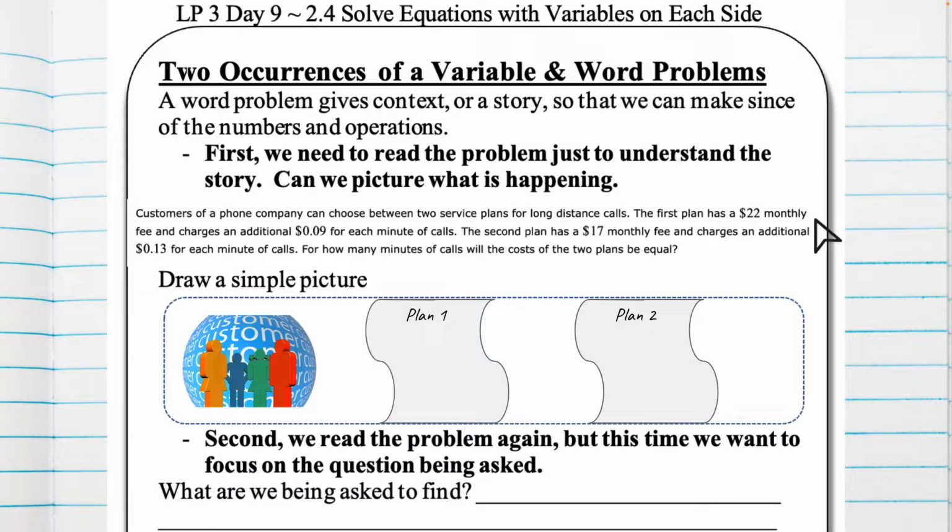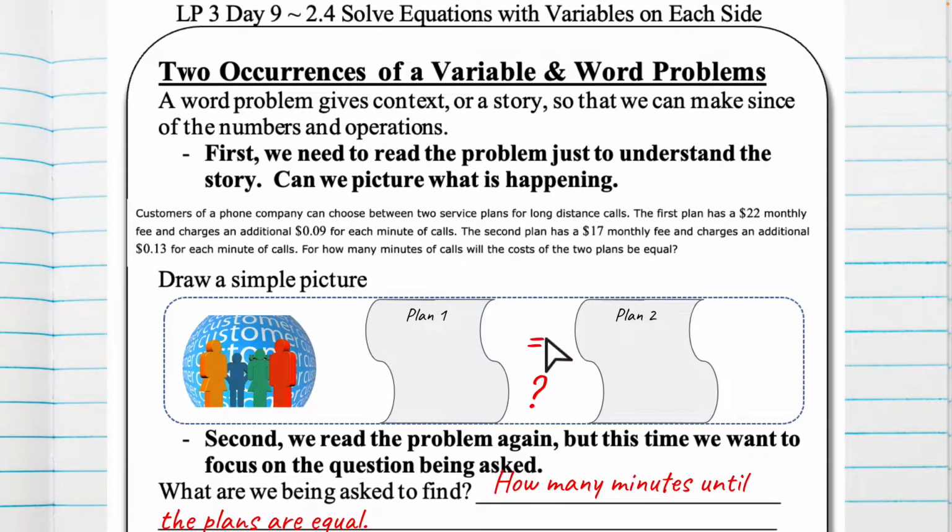So I am being asked to find how many minutes I will have to make phone calls to make those 2 plans cost the same. So they initially cost different amounts. They also have different costs per minute. So we want to know, when will these 2 plans be equal?